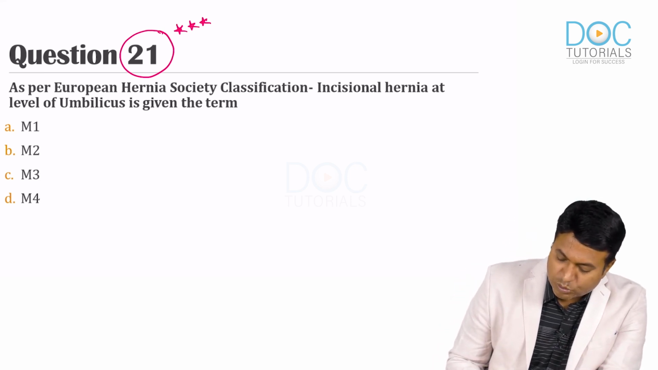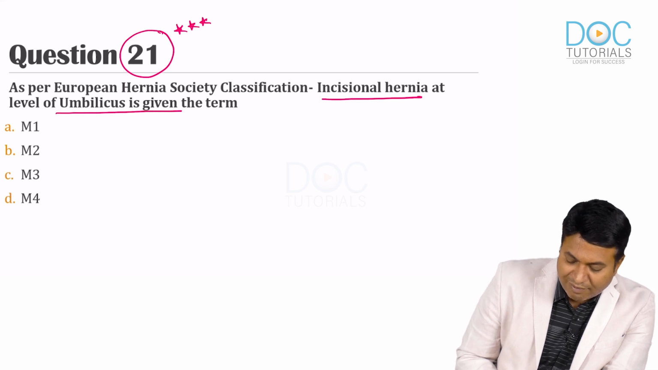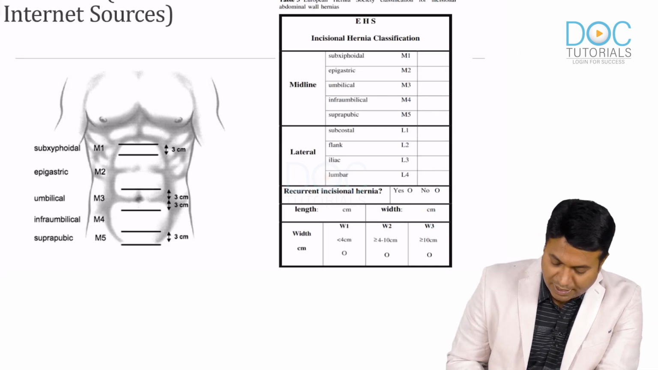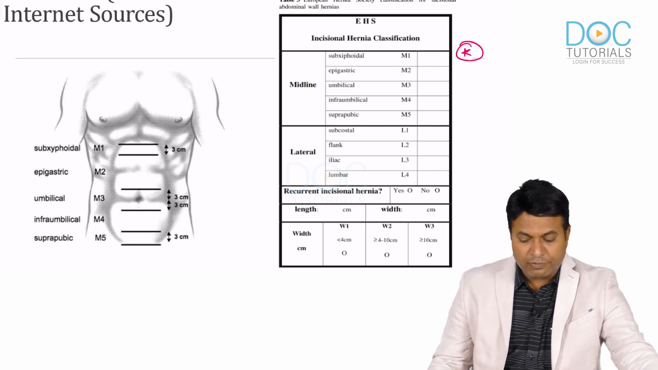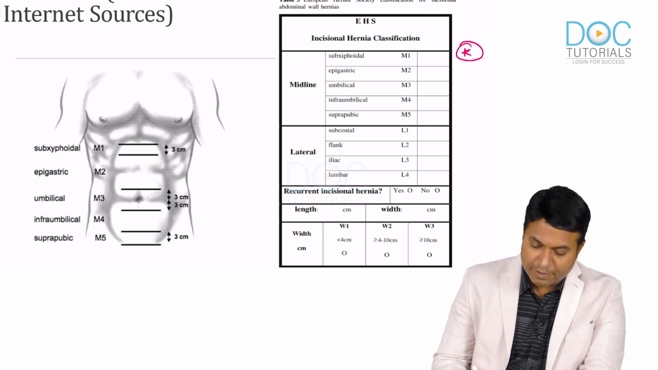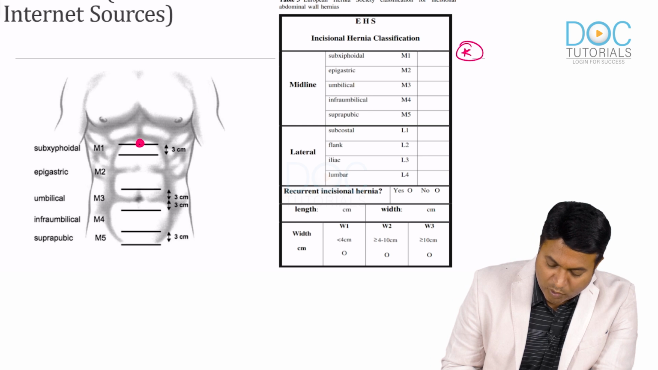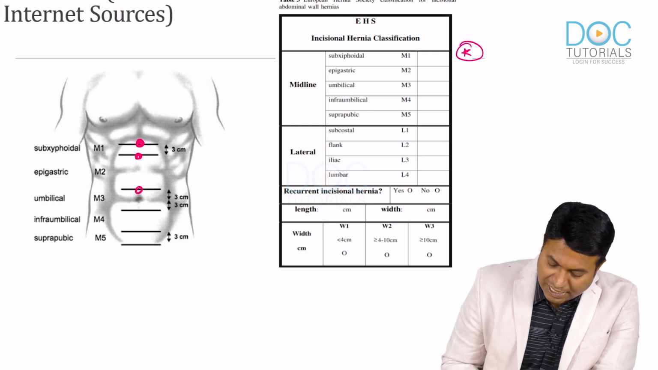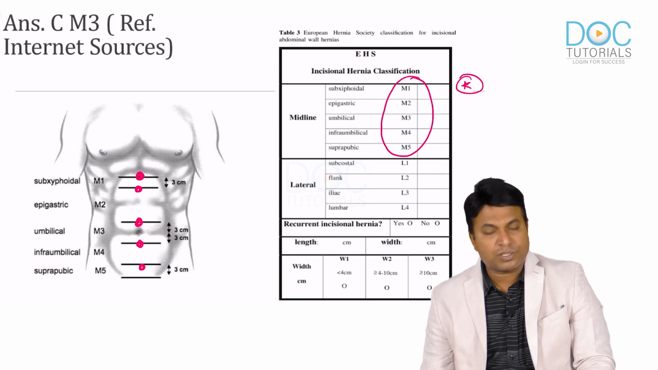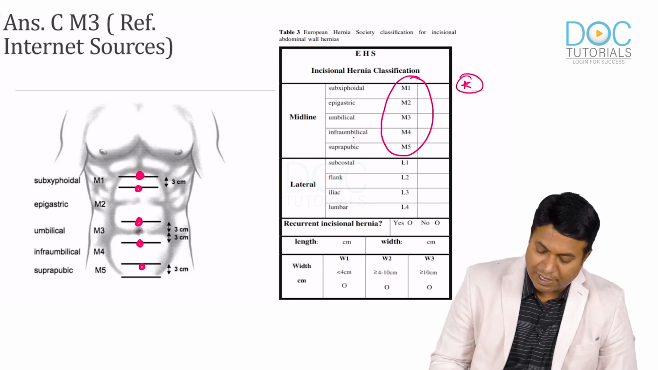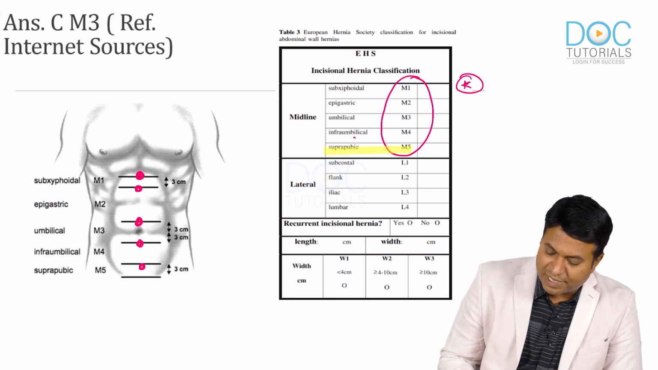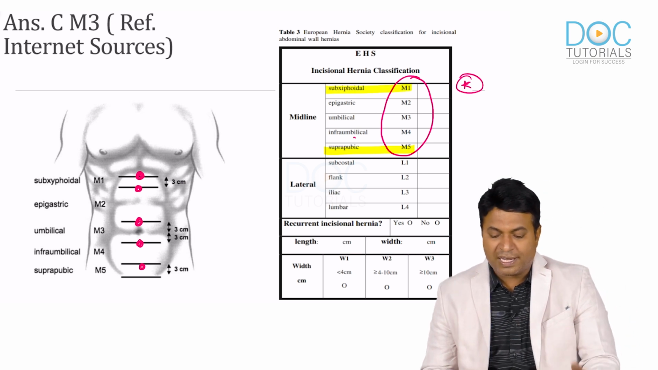As per European Hernia Society classification, incisional hernia at the level of umbilicus is given the term M3. So, this is a classification I want you to remember. European Hernia Society classification of incisional hernia. Please remember, subxiphoidal is M1, epigastric M2, umbilical M3, infraumbilical M4, suprapubic M5. So, please remember this 5. This is a new question asked from European Hernia Society classification. M3 is umbilical, M2 is epigastric, M4 is infraumbilical, M5 is suprapubic incisional hernia and M1 is subxiphoidal incisional hernia.